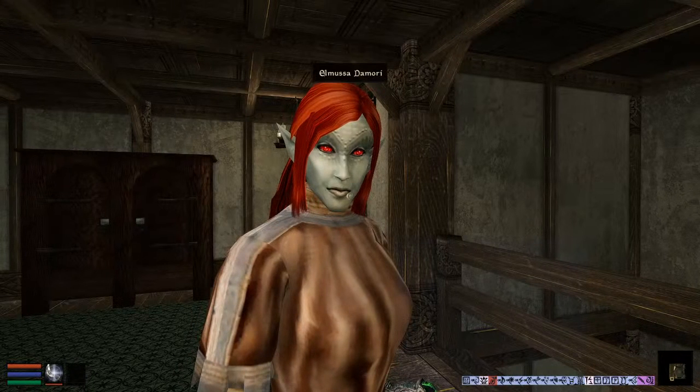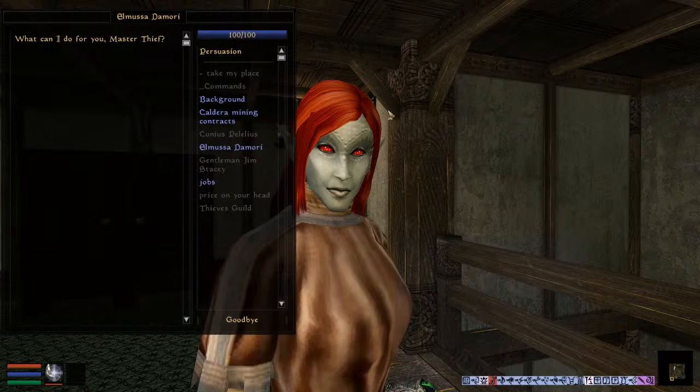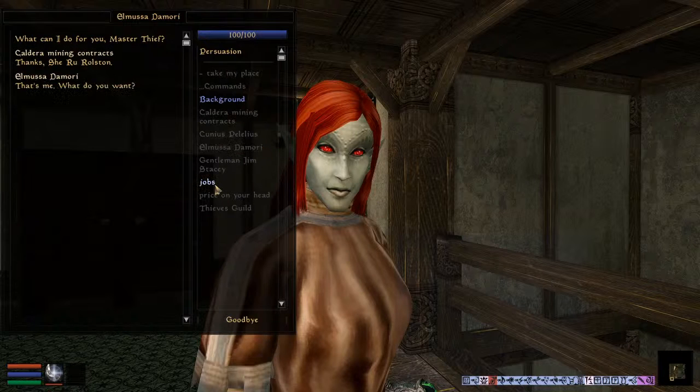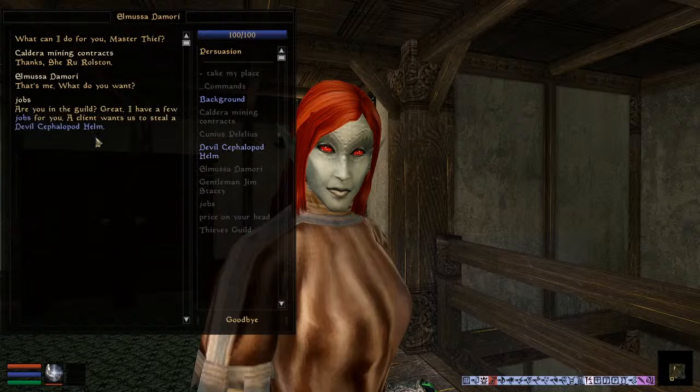I could kill that Ghoul. Those boots are ruined, and these are not. Oh, jobs for the Thieves Guild.